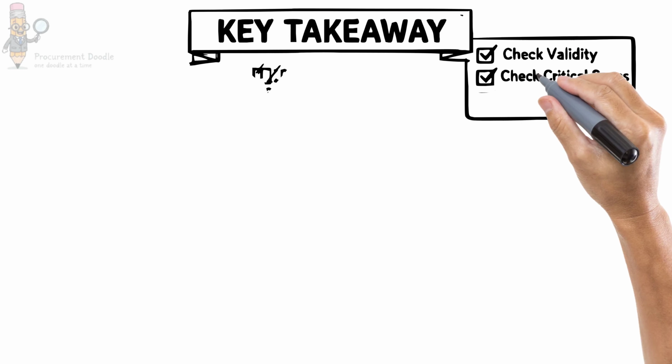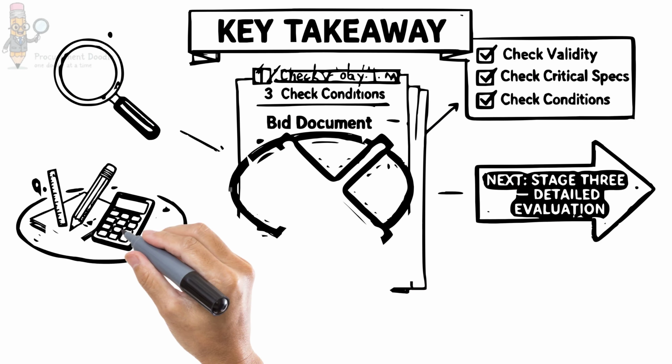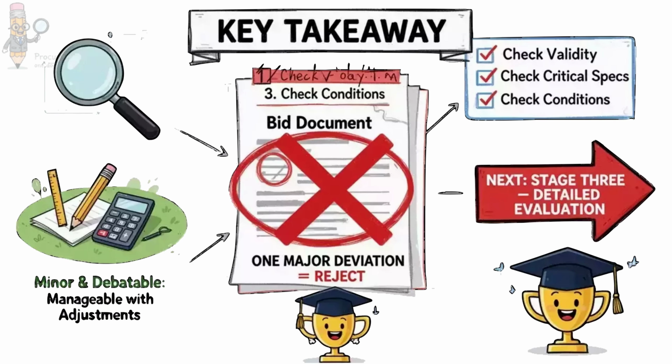The key takeaway: one major deviation is enough to reject an otherwise perfect bid. Always check validity, critical specifications, and conditions first. Minor and debatable issues can be managed. Major ones cannot. Thank you for working through this scenario, and we'll see you in the next session on Stage 3.